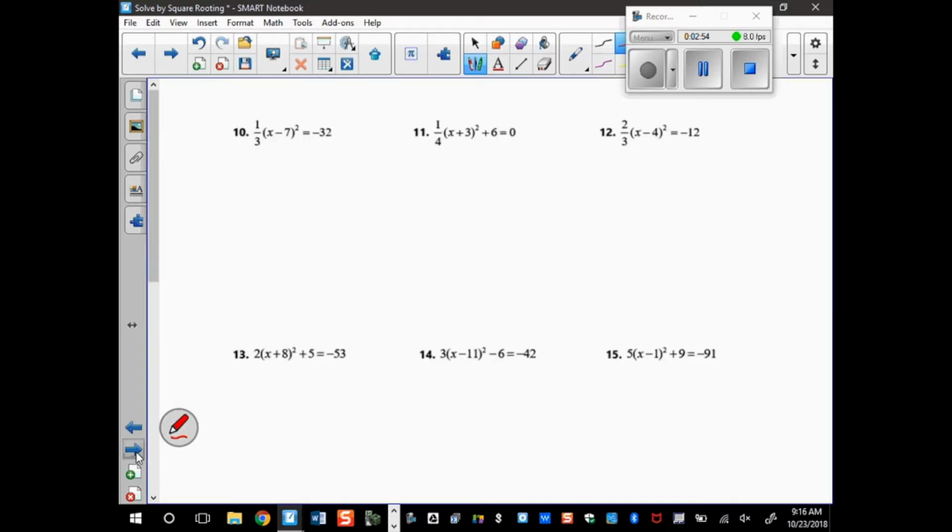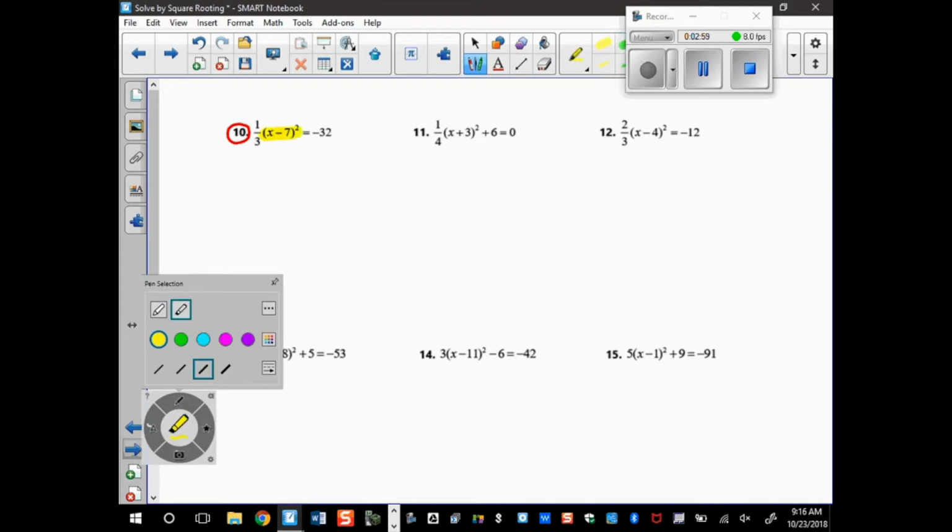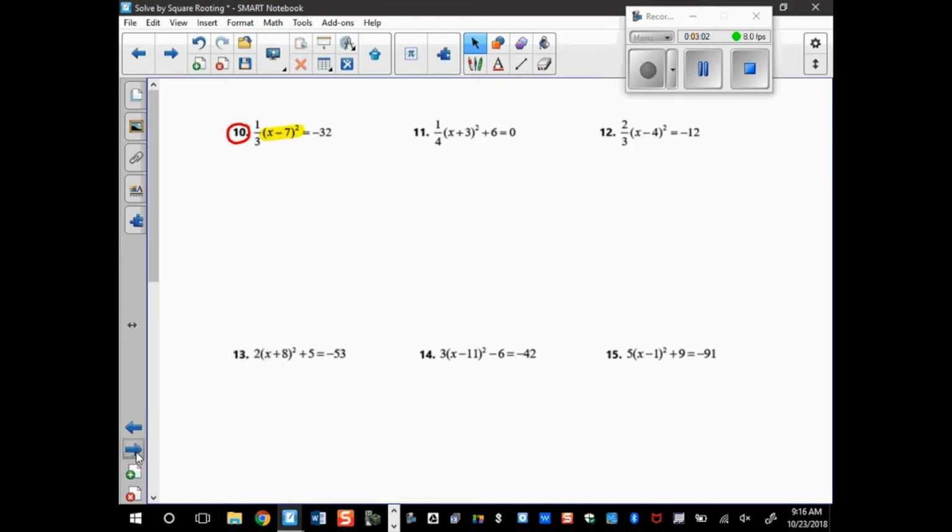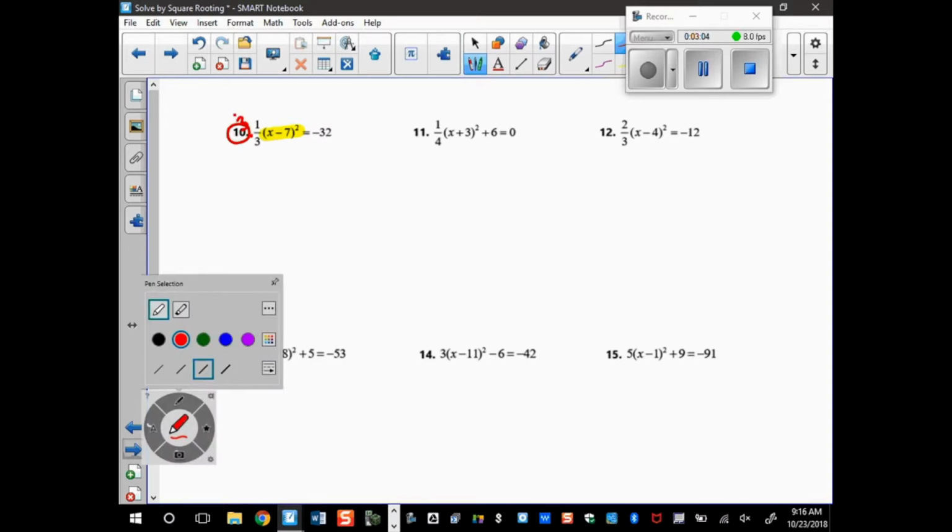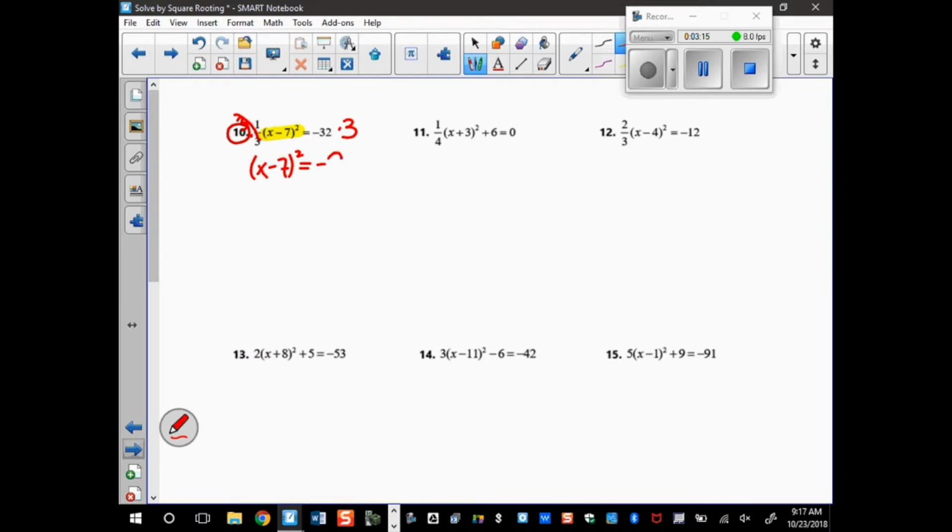On the back, let's look at number 10. So again, I need to get this x squared portion by itself. So I'm going to start by doing times 3. That gives me x minus 7 squared equals, let's see, negative 96. Now I need to square root. I have x minus 7 equals plus or minus square root of negative 96. I do need to simplify that. If I type it in, it's not nice.